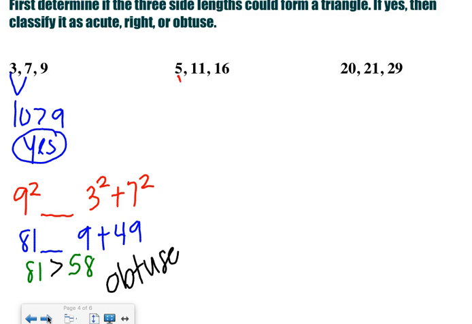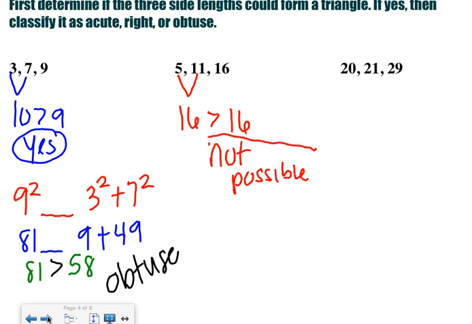Okay, let's try this one. What's 5 plus 11? 16. Is 16 greater than 16? No. No, so it's not possible. Oh, what? Because I can't even form a triangle like that. I just make a line. I can just pancake down.